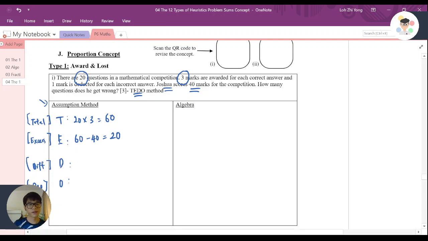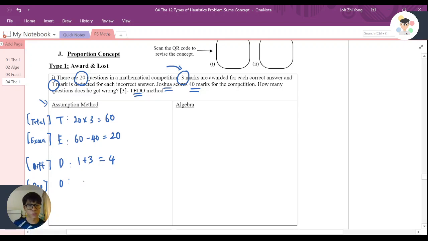Now let's try to find, if he gets one question wrong, how many points he will actually lose. You might say, teacher, 1 point only, right? Because 1 mark is deducted for each incorrect answer. Yes, you are right that he will lose 1 mark. However, he actually also loses 3 more marks, because he loses the opportunity to earn the 3 marks for that correct answer. You get what I mean? It means that if he gets 1 question wrong, he loses 1 mark that gets deducted and another 3 marks, which is the opportunity he could have earned. So he lost 4 marks.